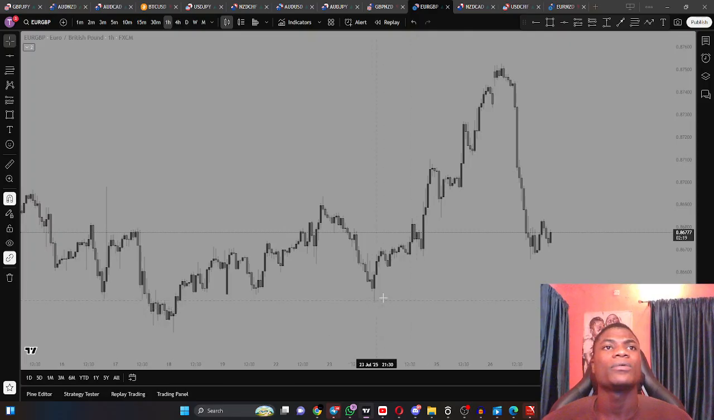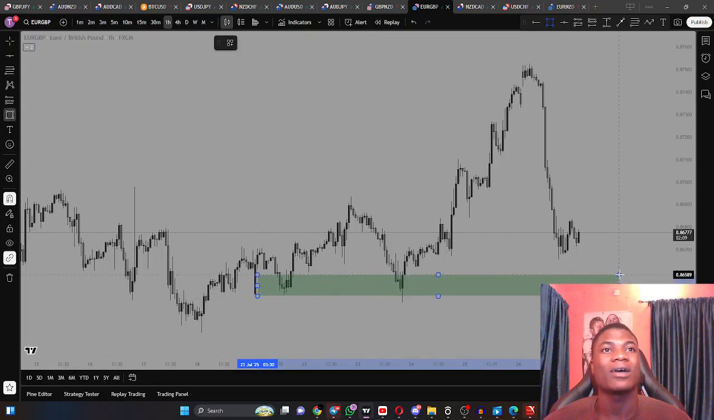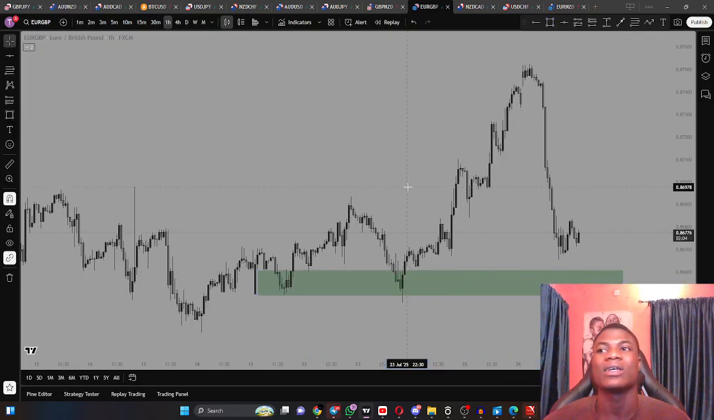So yeah, I want to look for something here, and I think I'm seeing an algo down here for a buy. You see the way it is easy for me to spot an algo here because I've taken my time to master this algo and I can spot it very easily. So this is my next algo I can see here.